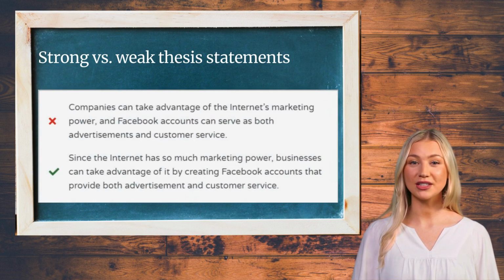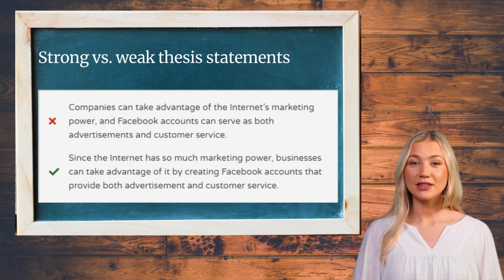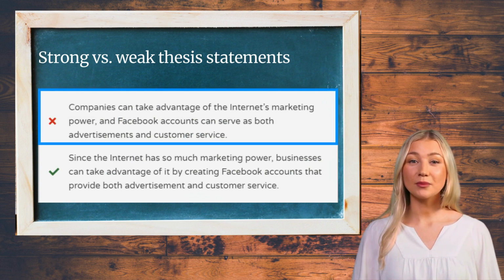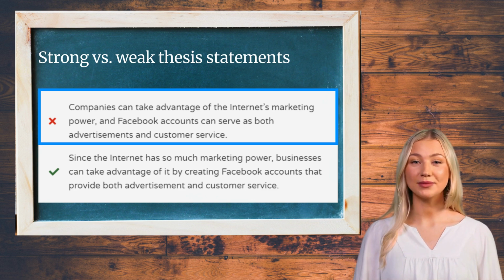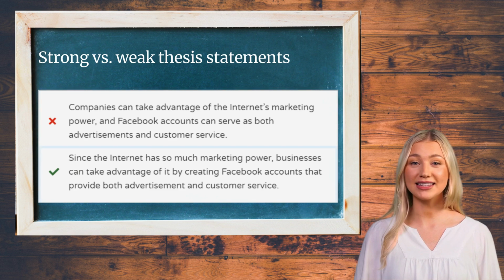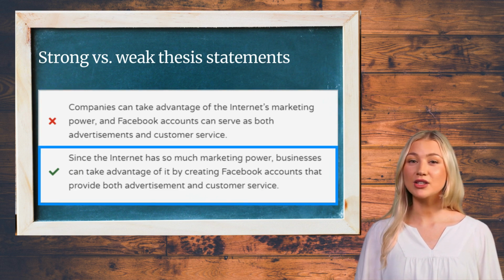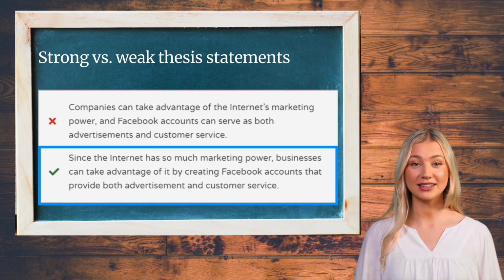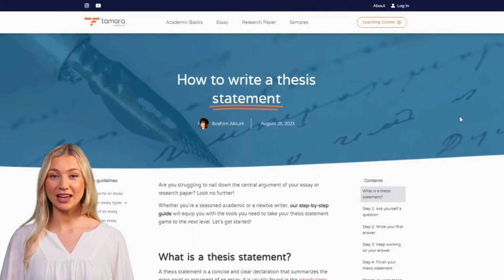Another example shows us why you shouldn't include too many key arguments. The first statement talks about the power of the internet and the position of Facebook in advertising separately, and this can lead readers to become confused. A better way to do it is the second one, where the writer connects these two points to make a single key argument. Here, it is explained why these are connected and how Facebook helps businesses leverage the power of the internet. That's all we have for today.